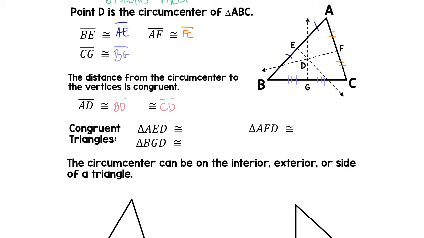That means triangle AED is congruent to triangle BED. So I can draw this same line between B and D, and AED and BED are congruent. I can also draw a line from D to C and say that triangle AFD and triangle CFD are congruent. Finally, I can say that triangle BGD and triangle CGD are also congruent. So those triangles made by the lines from the circumcenter to the vertices are congruent.